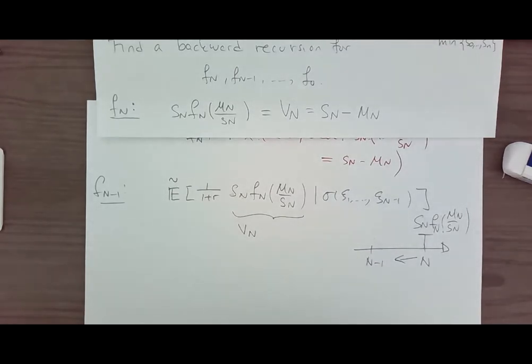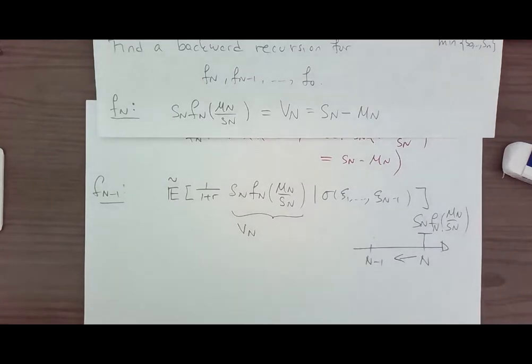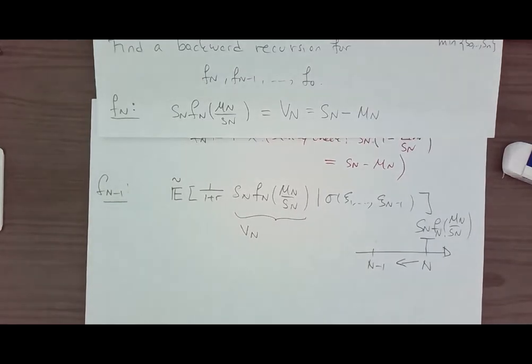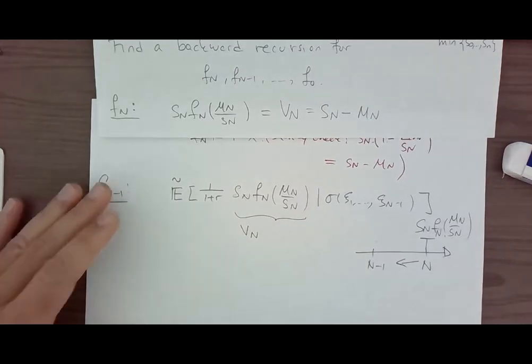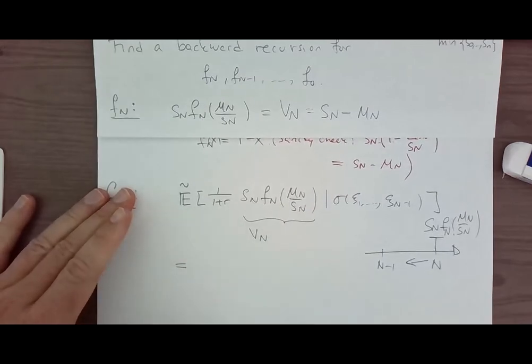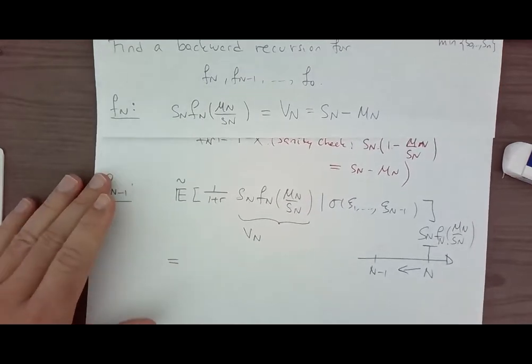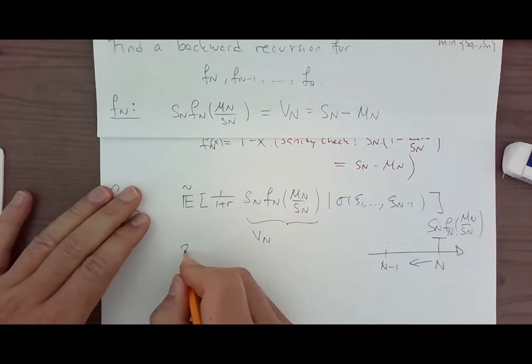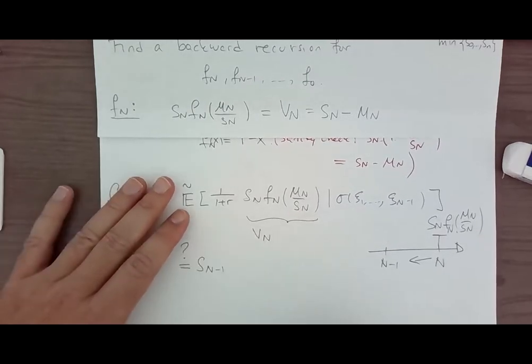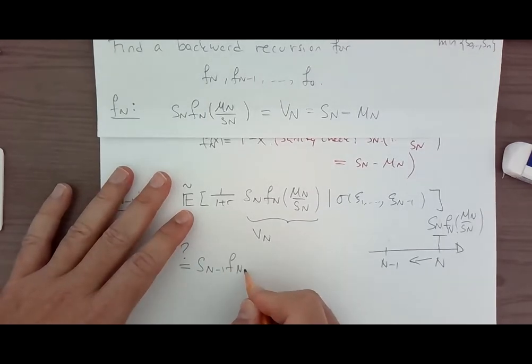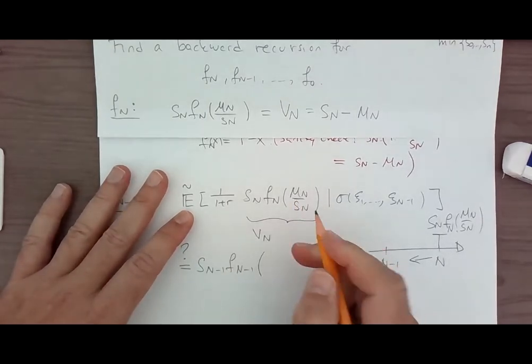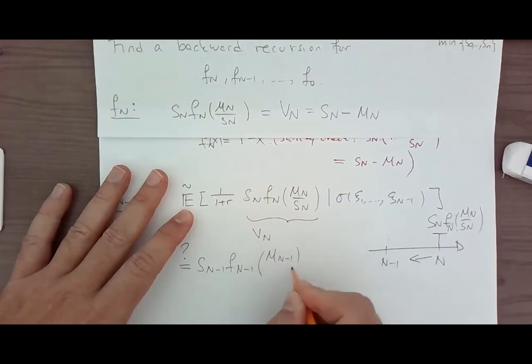Okay. And how do I compute this mess here? It looks pretty bad, but it's not horrendously bad. The goal is to write this, and that's what the statement says, as Sn minus 1 times fn minus 1 applied to that ratio at an earlier time.